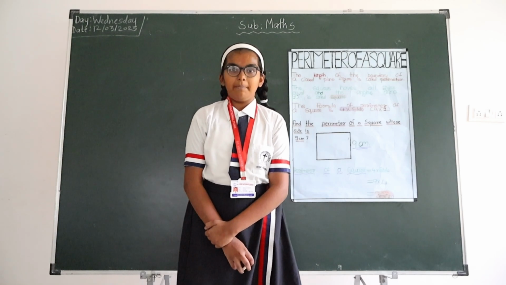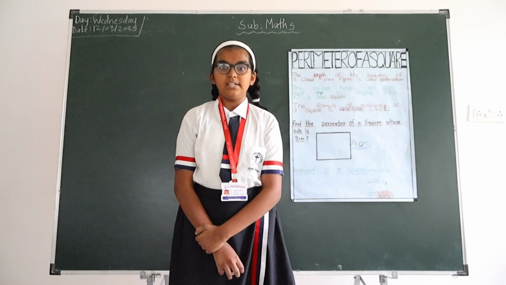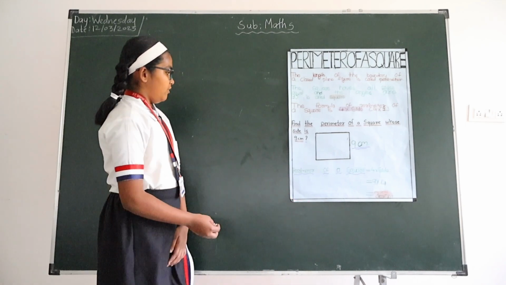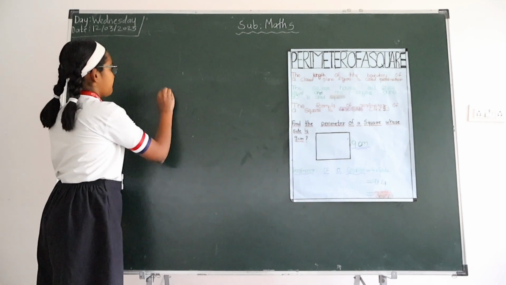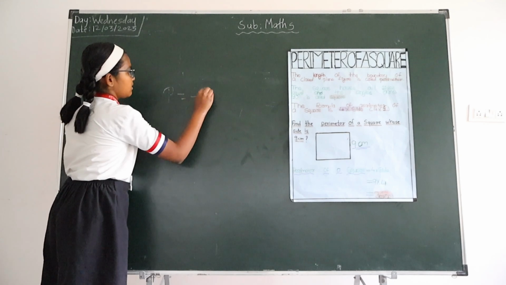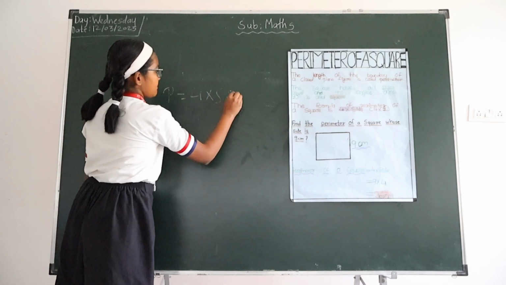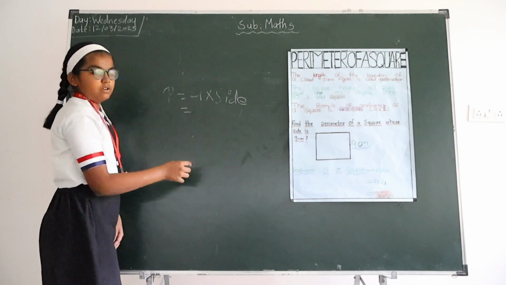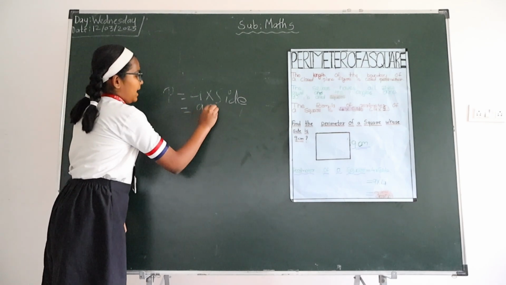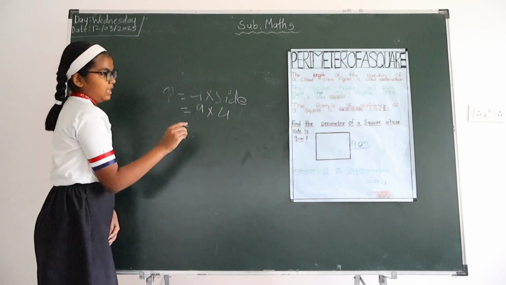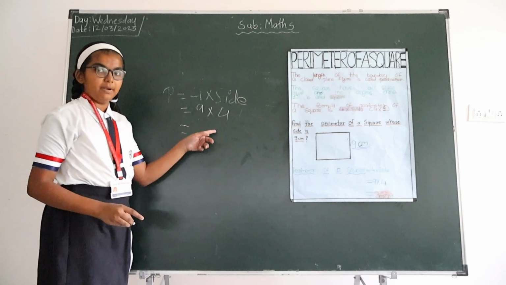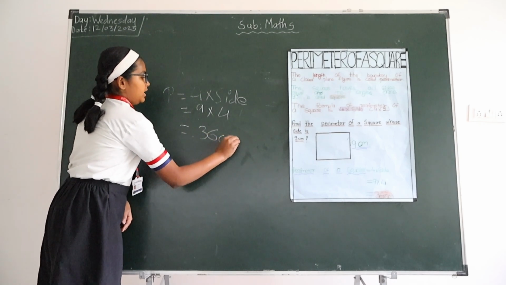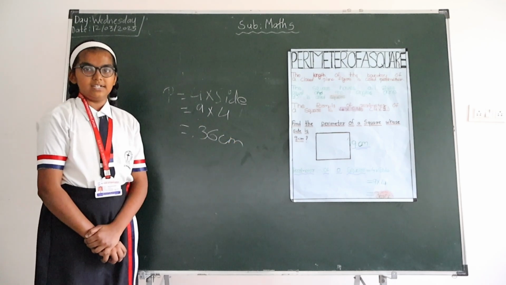So to find the perimeter of a square whose side is 9 cm, let's solve an example. First we have to apply the formula. The formula is 4 into side. The next step is we have to substitute the value, that is 9 multiplied by 4. When we multiply 9 by 4, our answer is 36 cm. So therefore the perimeter of square is 36 cm.